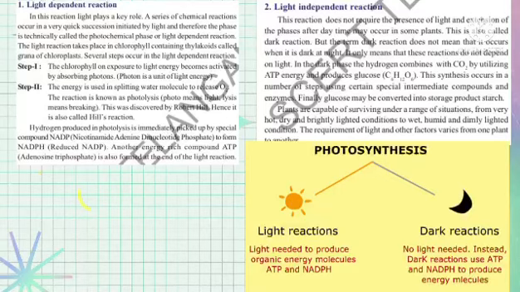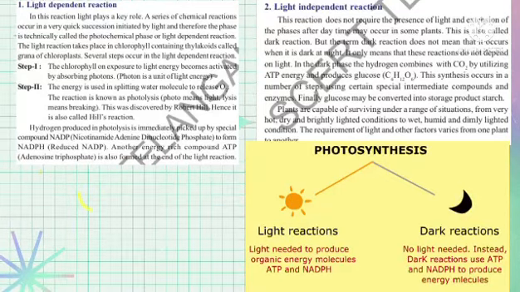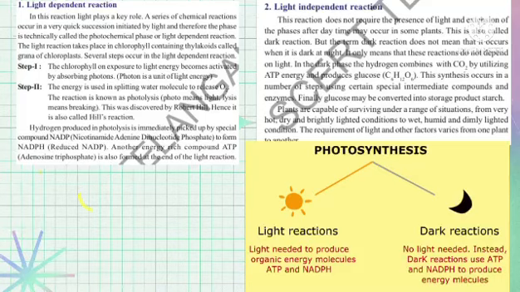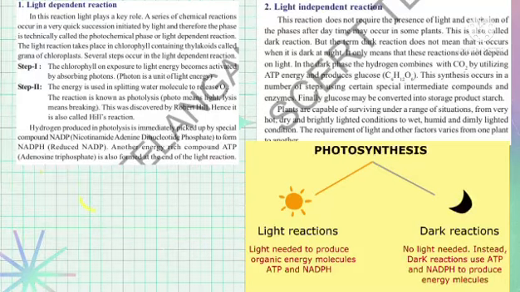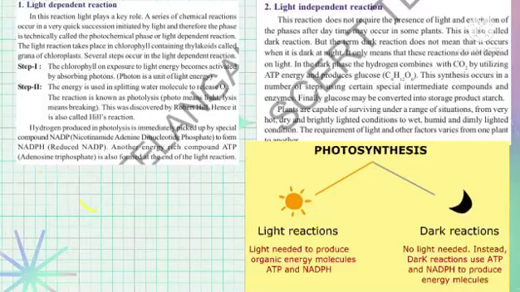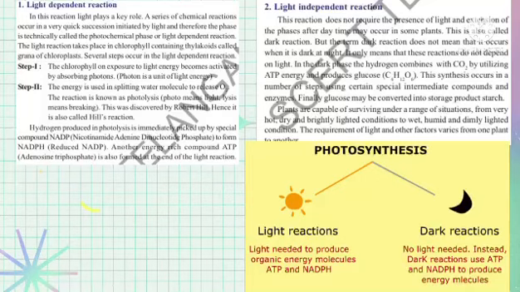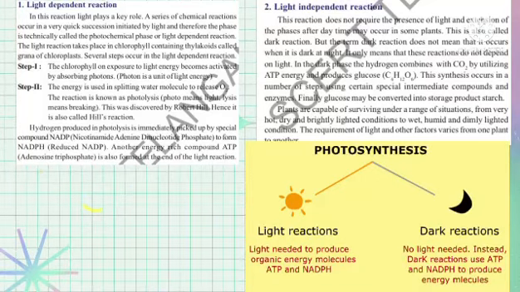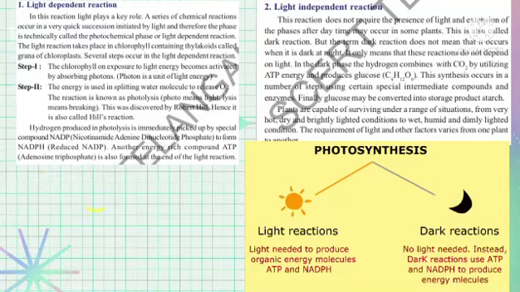Once again, let me remind you of the topic here. The hydrogen produced in the photolysis process is immediately picked up by the special compound called NADP, and this is the reduction of NADP to form NADPH. Another energy rich compound, ATP, adenosine triphosphate, is also going to be formed at the end of the light reaction.